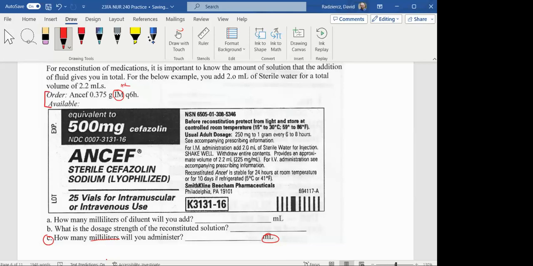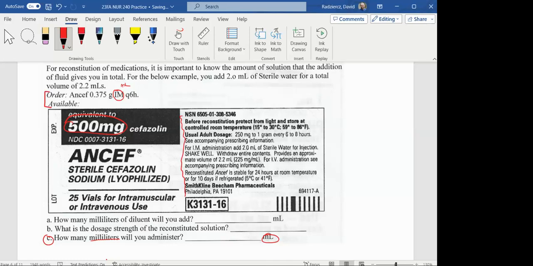So we know that we need ml based off of what we're looking for. We know it's an injection or it can be used for IV, so it's liquid, but it just tells us on the label very prominently, it just says 500 milligrams. So you might be sitting there going, well, what the heck? How do I figure out how many milliliters to administer? So here's what we're going to do. We have to look at the label on the side here.